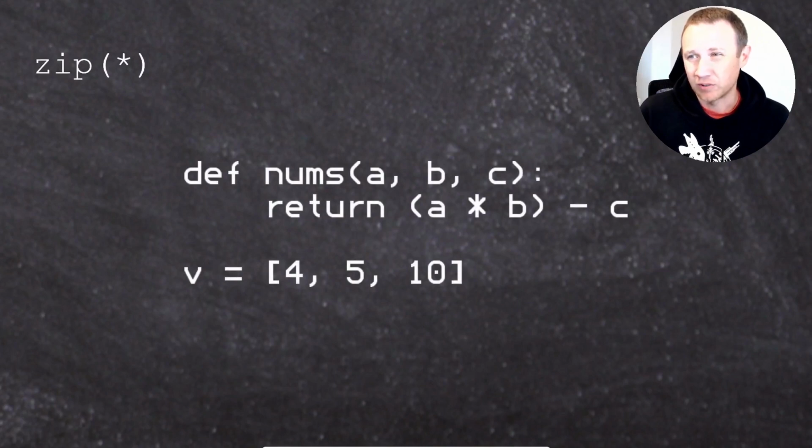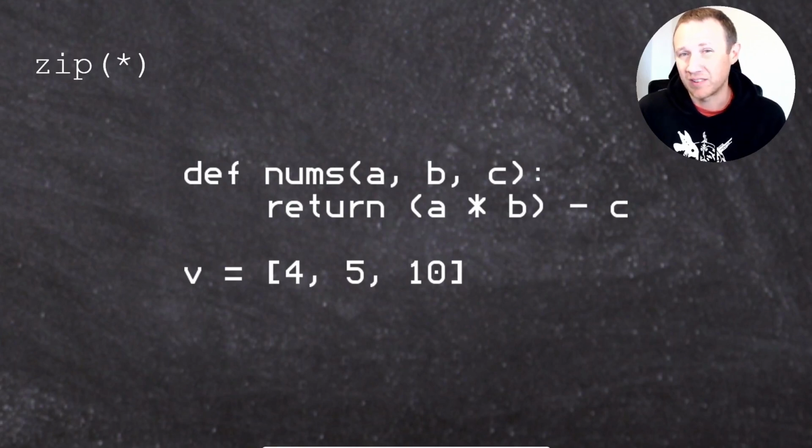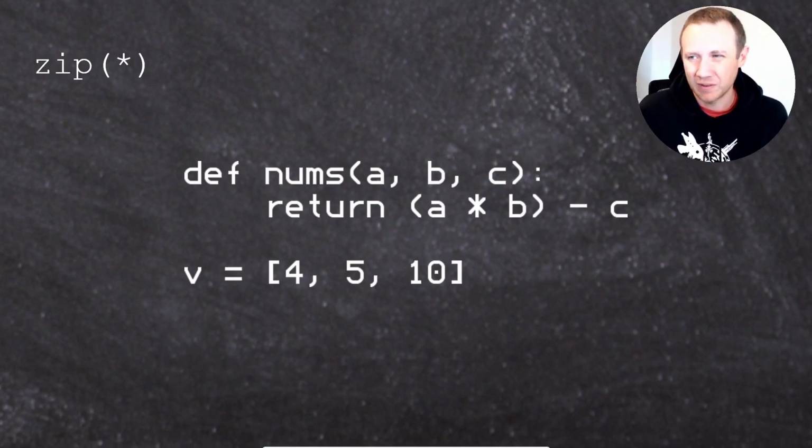The other thing important here is this star structure, because we're not passing into zip the thing, we're passing in star the thing. And this is an expansion notation. The reason it's useful is, let's say we have this function here of nums. It doesn't really matter what it's doing, but it's taking 3 numbers, multiplying the first 2 together and subtracting the third one. And we have this vector v, which is 4, 5, 10, and we want to pass it to nums.